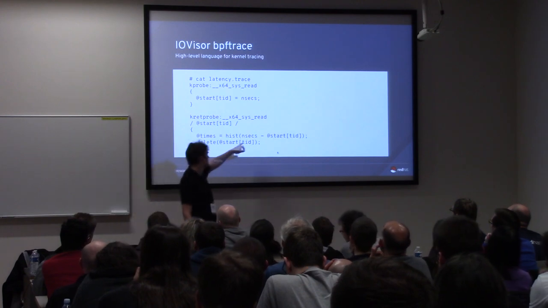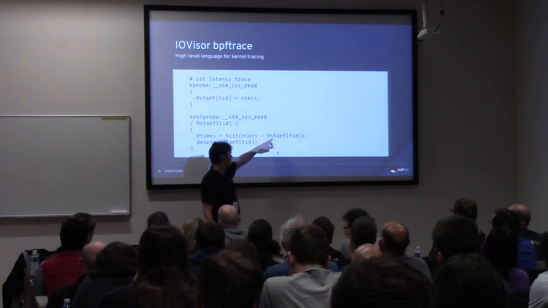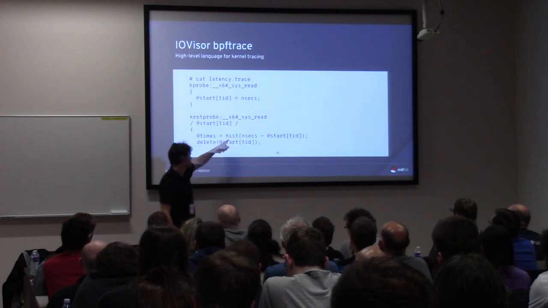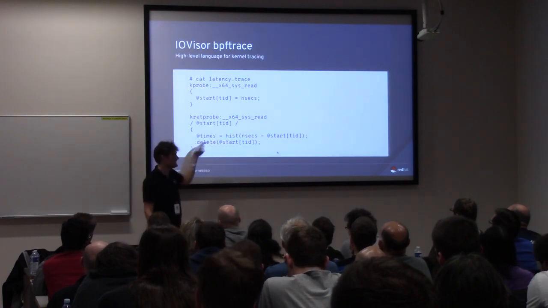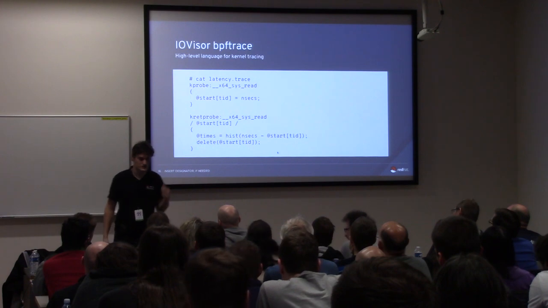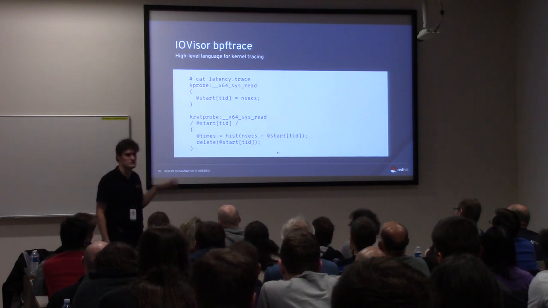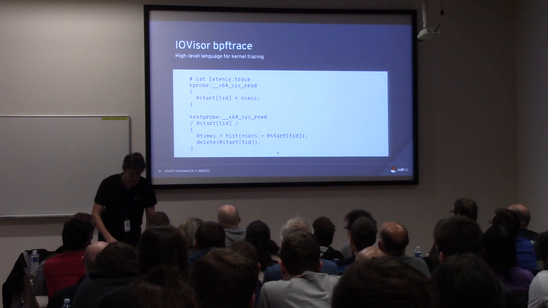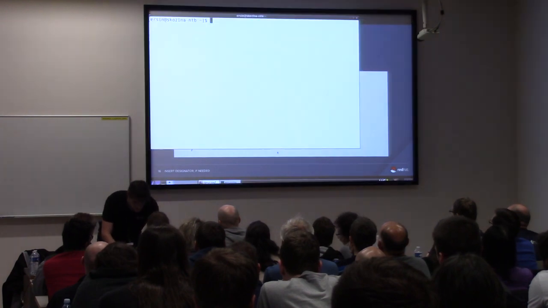So here I get the new timestamp, I subtract the start timestamp, and I push this into a histogram, and then I delete the start timestamp. So this is fairly simple. It should take you like 1 minute to write code like this. And the result is that, let me show you.